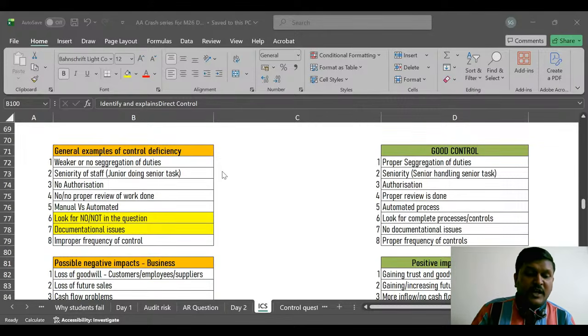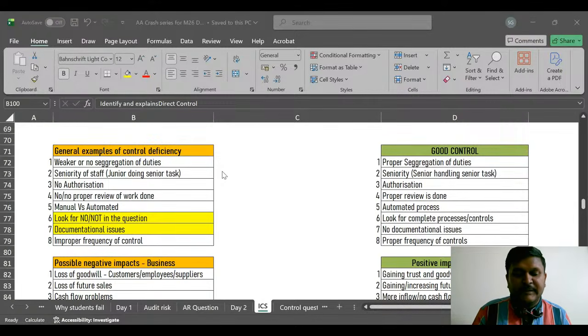Now coming to the fourth one, if they have mentioned in the question that no review has been done, or no proper review has been done, there are two things over here. No review means they have not done this particular thing. No proper review means it should have been reviewed on a daily basis, but that person is doing it on a monthly basis, which is an improper frequency of control.